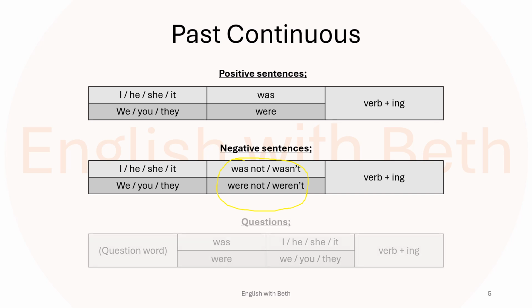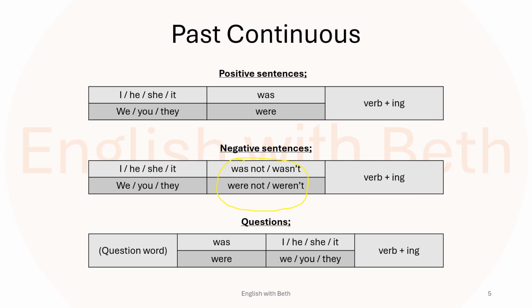To form questions, we start with the question word, if necessary, plus was or were, plus the subject, plus the verb and ing. So was I, he, she, it running, for example? Were we, you, they talking? And if a question word is needed, then it comes at the start. So, why was he running? When were they talking?